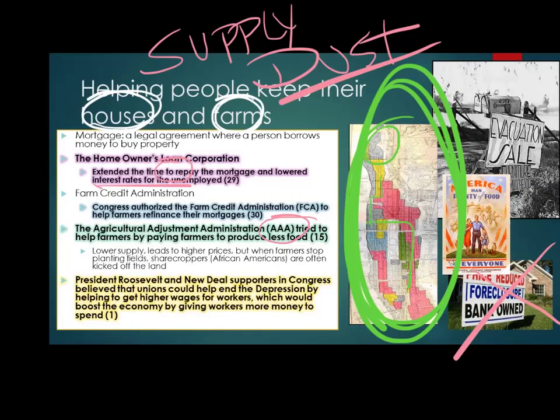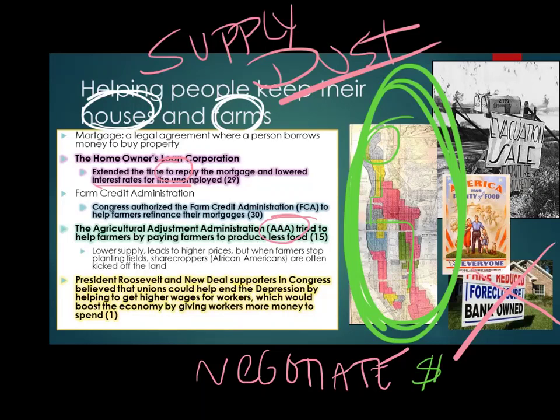Lastly, how do we help workers keep their jobs? How do we help workers get that money in their pockets to keep their houses? Roosevelt is going to turn to unions. He and his supporters of the New Deal think that unions should be able to negotiate for higher wages for workers. More money in my pocket, if I can negotiate a higher wage, means more money for me to spend. And all of these things are designed to help Americans counteract those problems of the Great Depression.